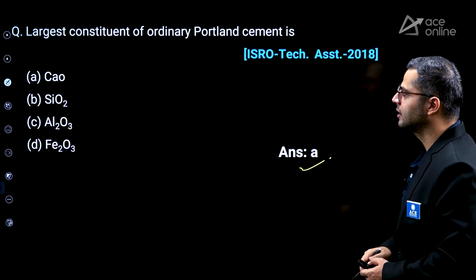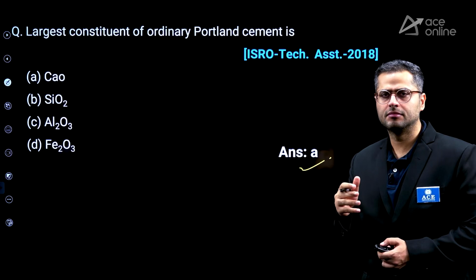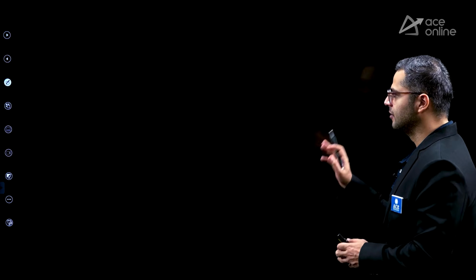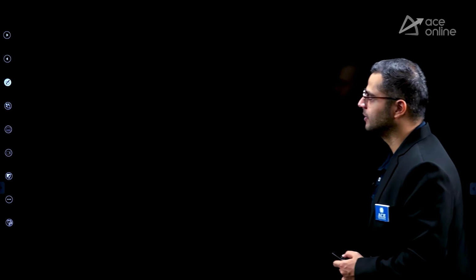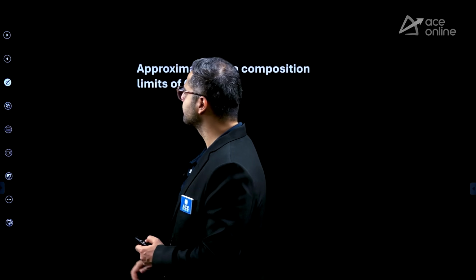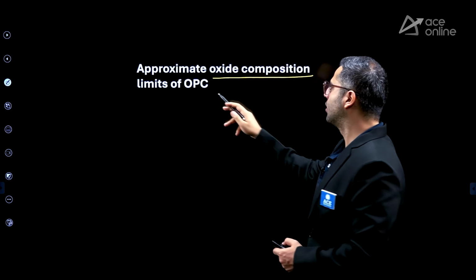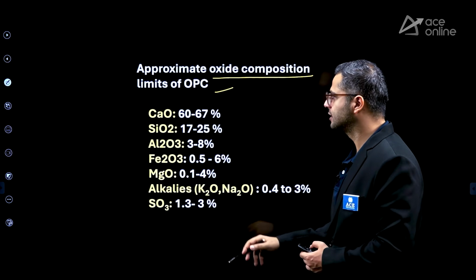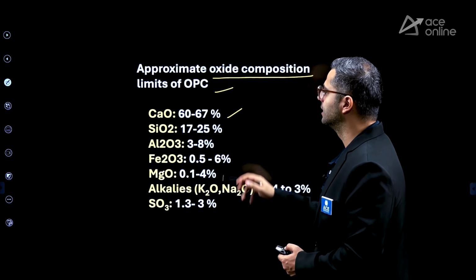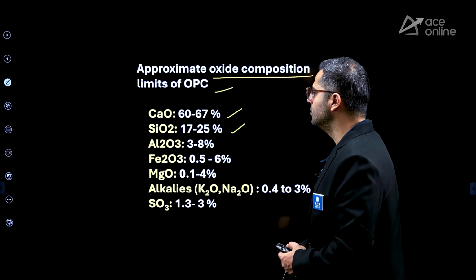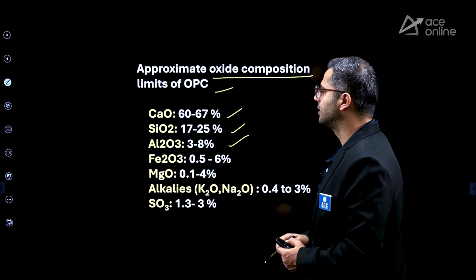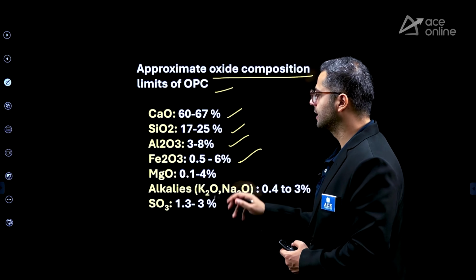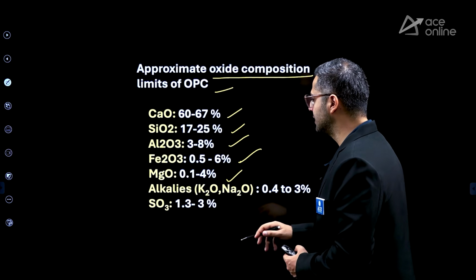So lime is your maximum, utilizing space inside the cement, right? Largest constituent in the cement. So briefly, what are the constituents of cements? We can see it over here on the screen. So approximate oxide composition in limits of OPC, you can see all of these are the constituents: lime 60 to 67%, silica 17 to 25%, alumina 3 to 8%, iron oxide 0.5 to 6%, magnesia 0.1 to 4%.